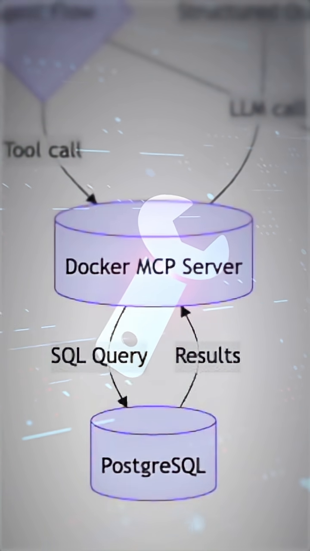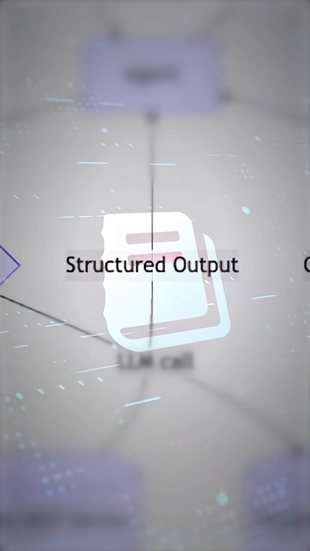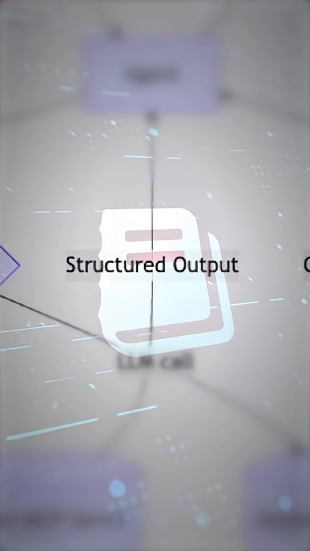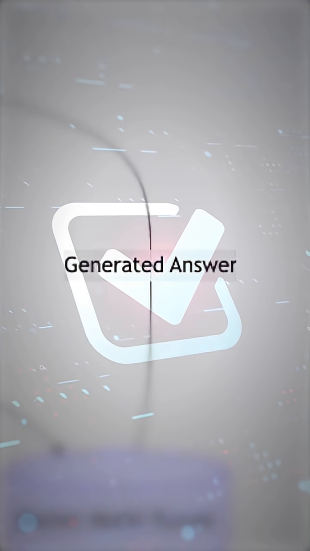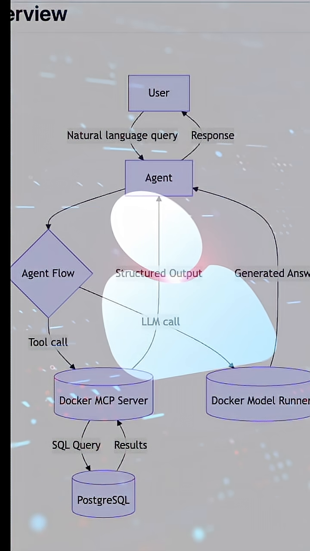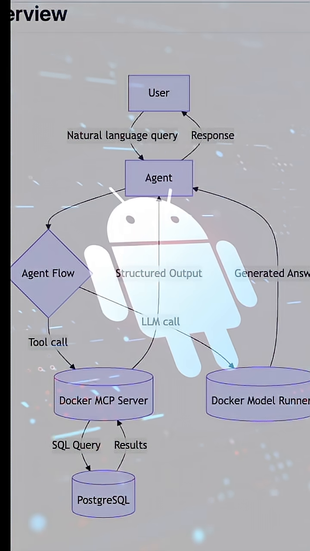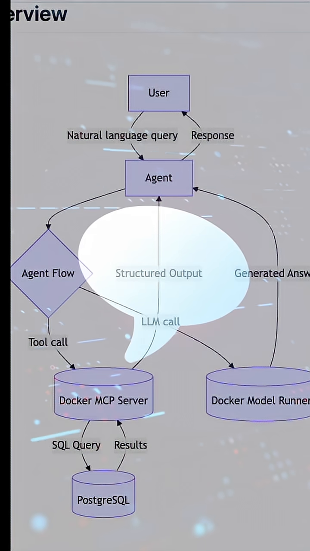The agent then combines model reasoning with database facts into structured output and turns that into a clean generated answer. And finally, it sends the response back to the user. So in short, it goes from user to agent and local AI tools to facts plus reasoning to answer.